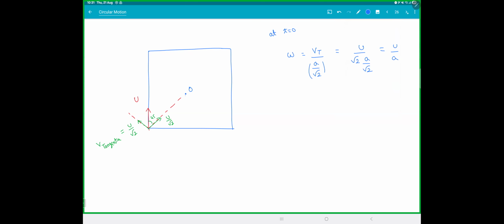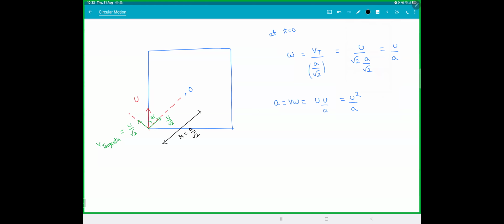Isn't it? And what is the acceleration? V into omega. V is also U, omega is U by A. So U square by A. Check. Clear with this? This is your distance, everyone. This is your r, which is A by root 2, half diagonal. Clear how to get that omega part? There, this is a pretty good one. You can play around a lot of things.